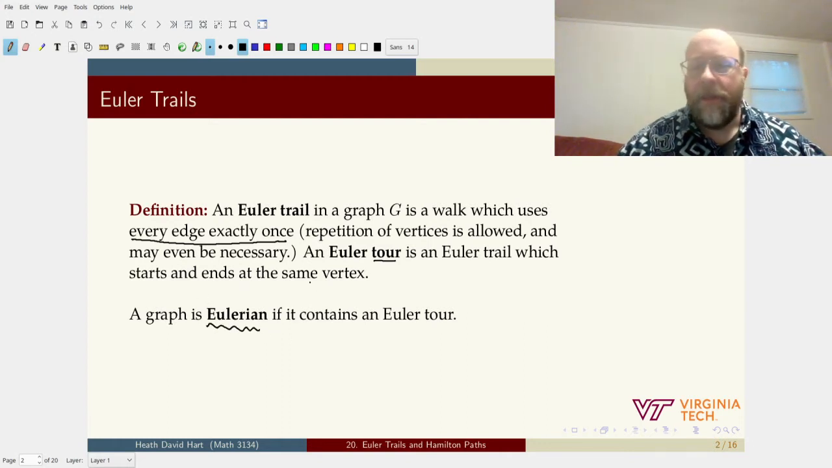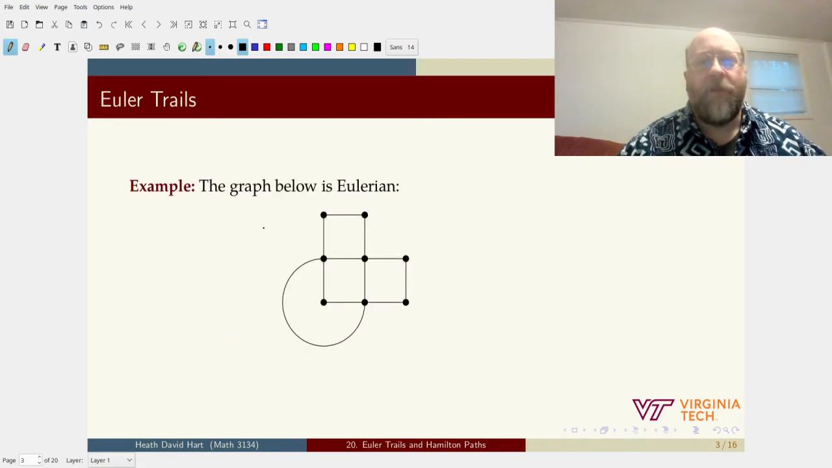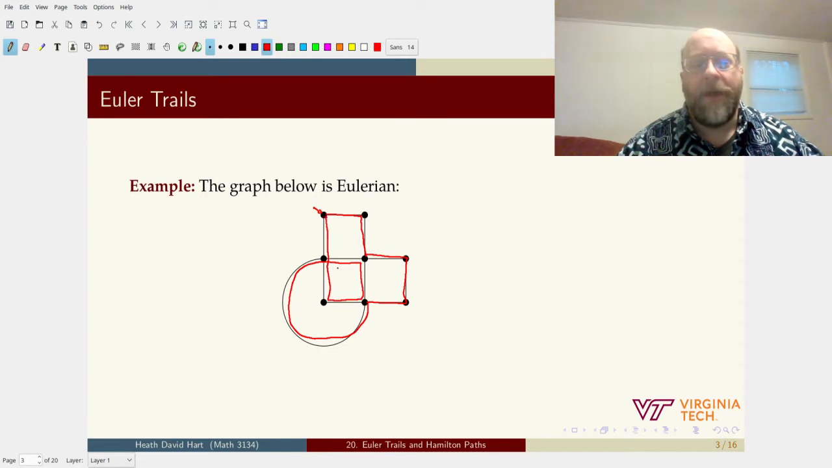So let me show you a couple of examples here. This graph is Eulerian. What it means is that I can pick a starting vertex, say like right here, and I can walk through every edge. So I'm going to go around through these edges. Then I'm going to go around the circle and go across and through the square. And then cross back up to get back to my starting point. And I've hit every edge exactly one time.